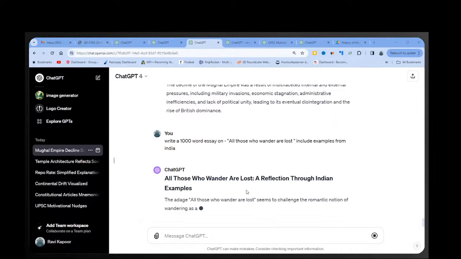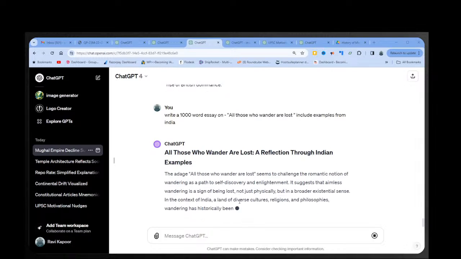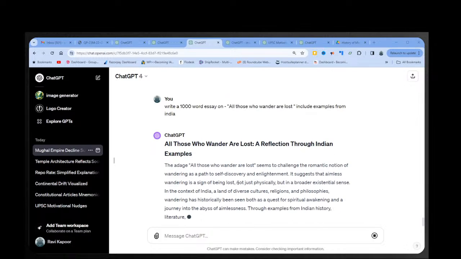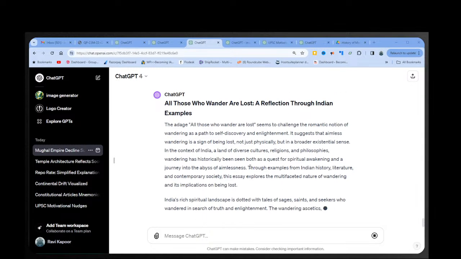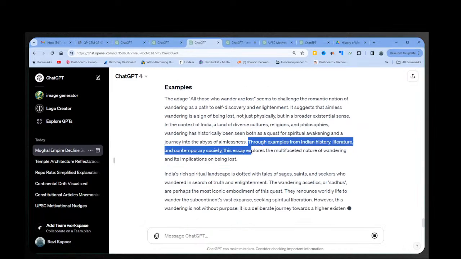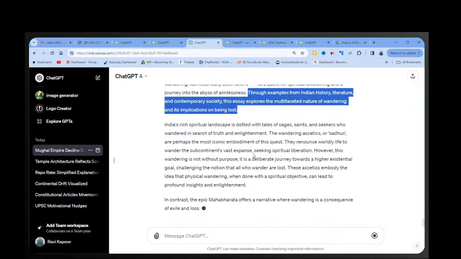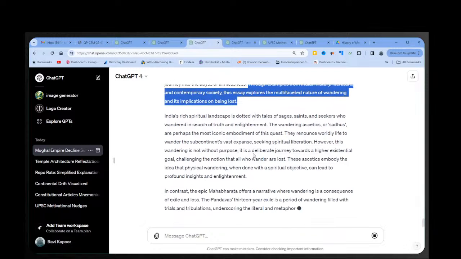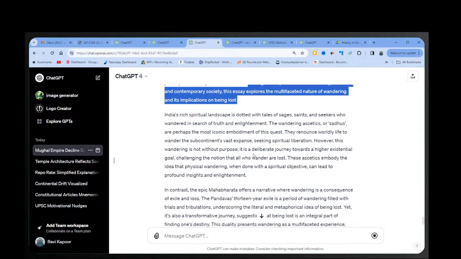All those who wander are lost. The adage seems to challenge the romantic notion of wandering as a path to self-discovery and enlightenment. Now it has come straight to enlightenment and spirituality. But it has done a lot more. It is already telling me that it will refer to Indian history, literature, and contemporary society, and then tell me what this all essentially means, right?